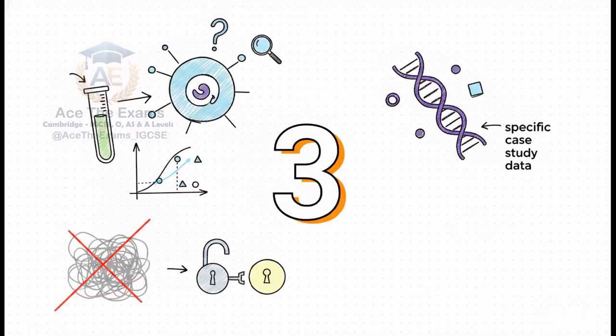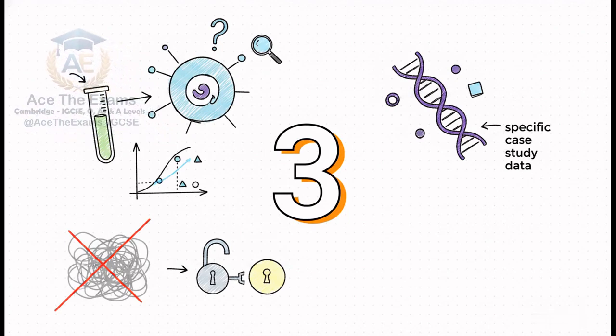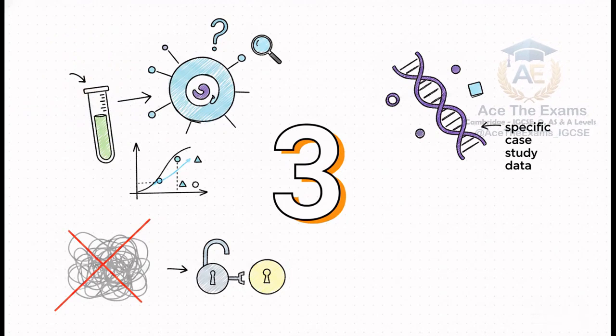And number 3, providing generic answers. If the stimulus materials give you a specific case study, say about a particular enzyme in a specific buffer solution, your answer has to be perfectly tailored to that exact context. Rote-learned generic definitions that completely ignore the unique data provided are going to severely limit your score.